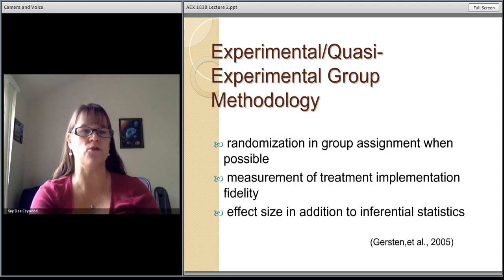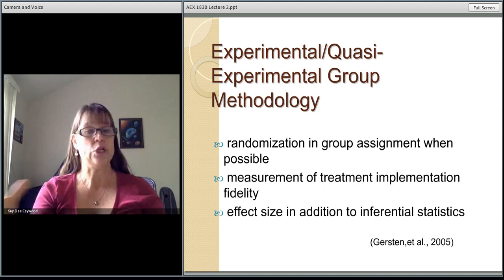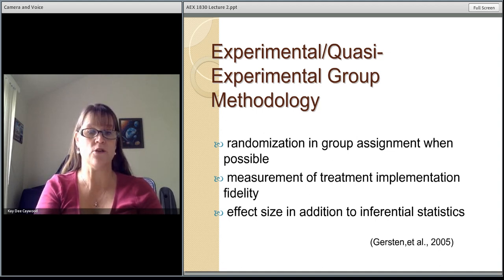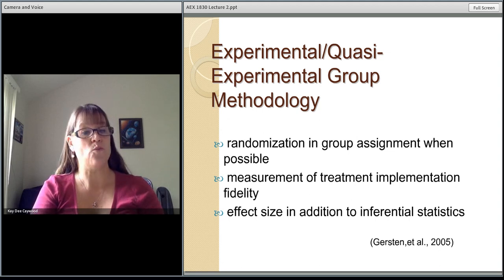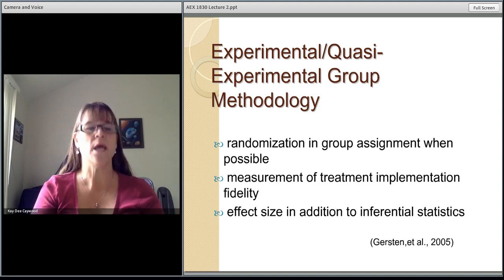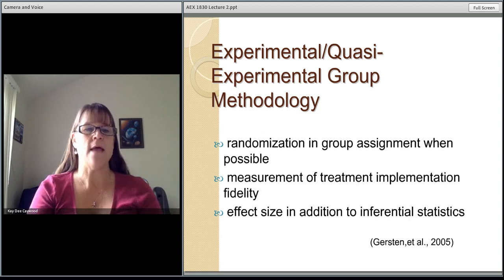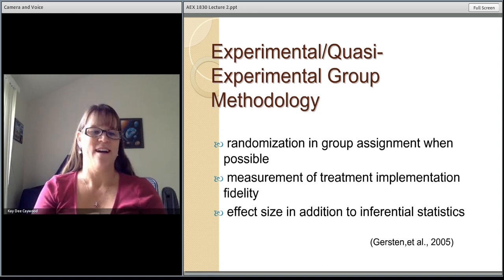Experimental and quasi-experimental group methodology is where an intervention is applied to a large group of people, and individuals are assigned either to receive the intervention or to get in a control group where they don't receive the intervention. Whether they receive or don't receive the intervention should be random, so they should be randomly assigned to groups. You'll want to measure treatment implementation fidelity. So was the treatment given to all the members of the group in the way that it is supposed to be given? And then not only are you looking at whether the statistics showed that the change that occurred was in fact statistically significant.